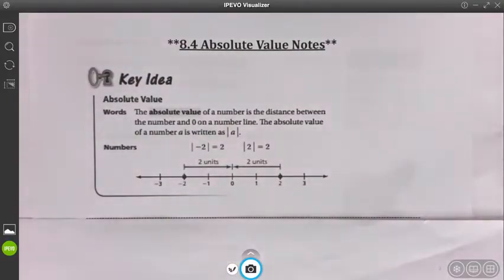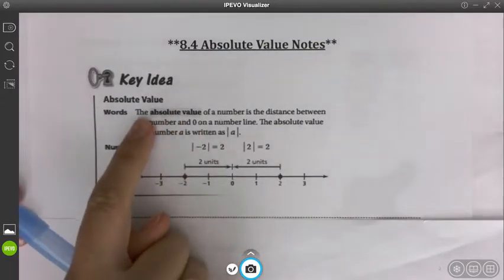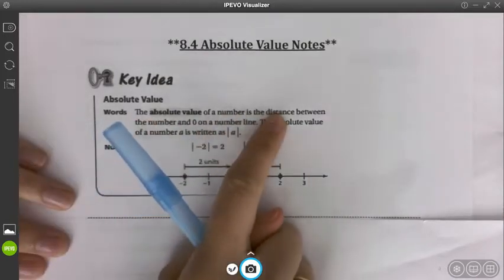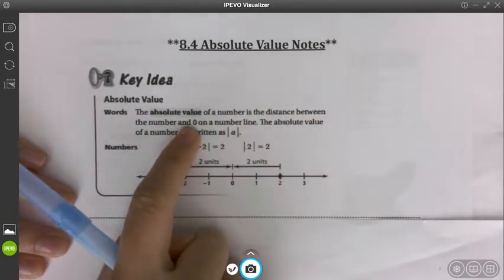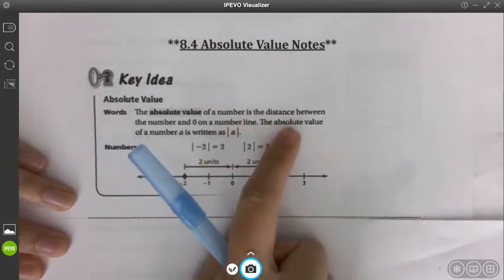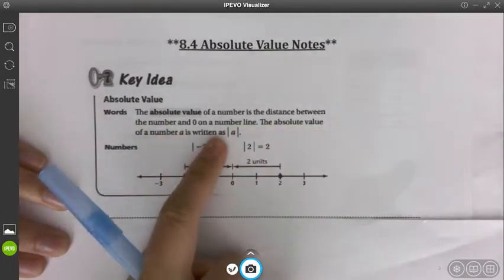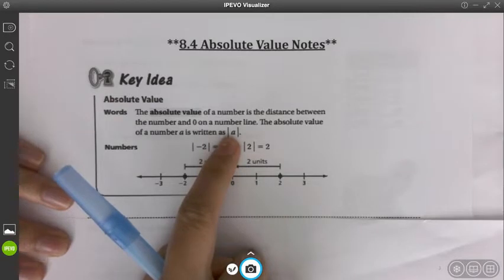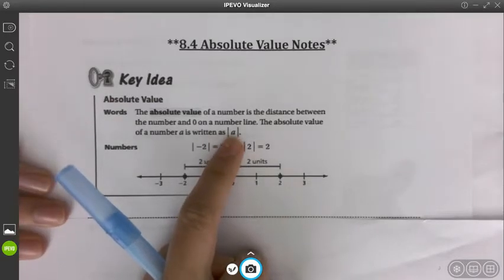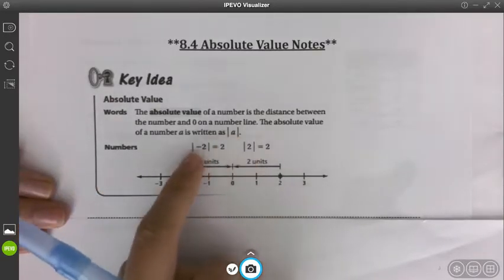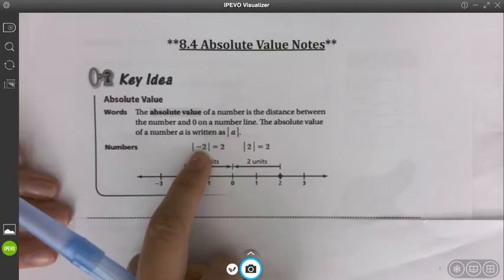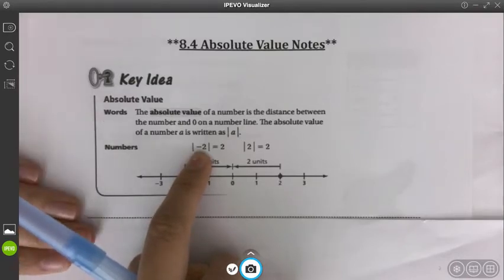Hi, today we are talking about section 8.4, absolute value. The absolute value of a number is the distance between the number and 0 on a number line. The absolute value of a number a is written as |a|. So when you see these two straight lines, that means you are finding the absolute value of that number.